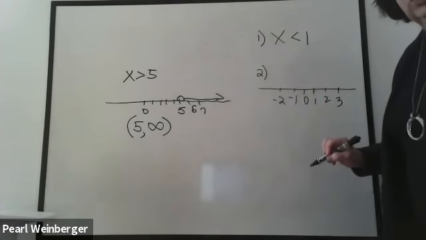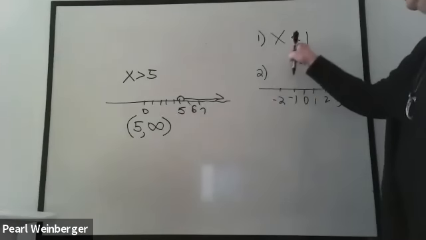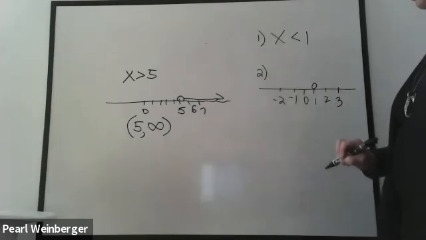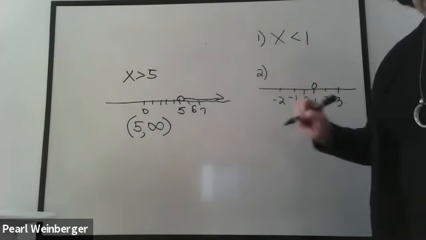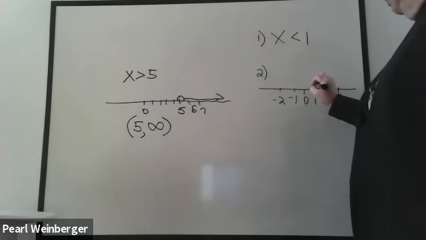Open circle or closed circle? Filled in or not? Open. Not filled in, because it's just a less than. It doesn't have that equal sign, so it's going to be an open circle. Which way does my arrow point? Left. Obviously, this looks like it's pointing to the left, and that's correct.